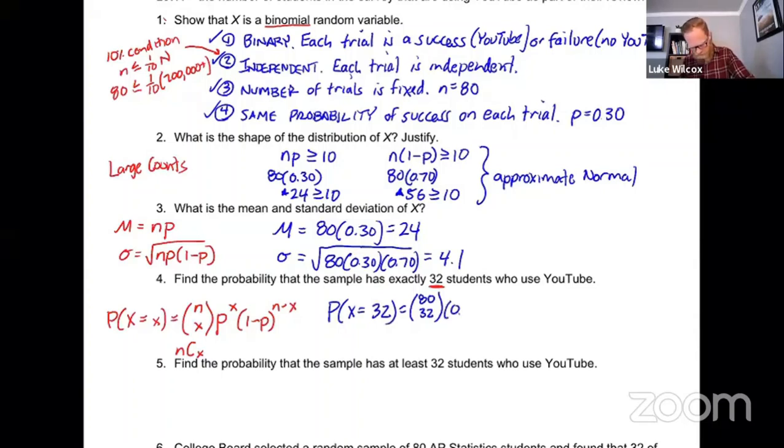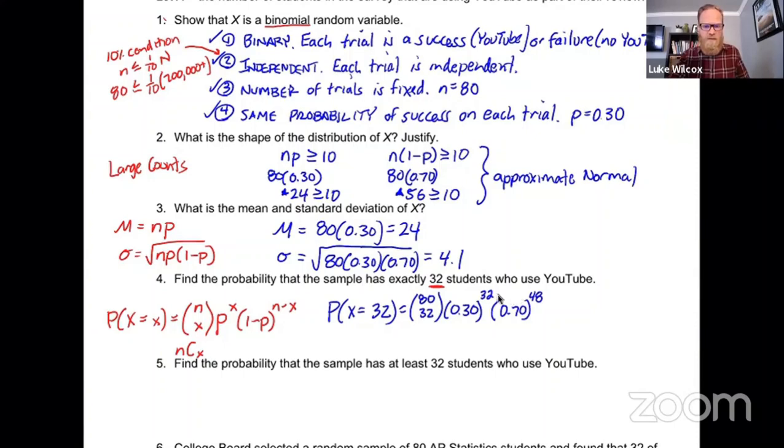times the probability of success raised to the number of successes, which is 32, times the probability of failure raised to the number of failures. Well, 32 successes means we're going to have 48 failures in order to add up to 80 there. Now, this is something you would definitely need your calculator to help you with. So let's just go ahead and jump over to the calculator now.